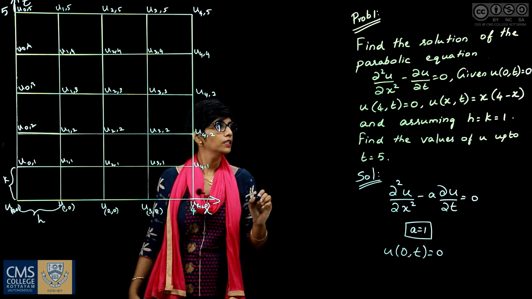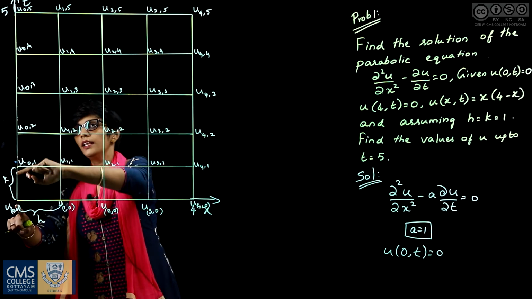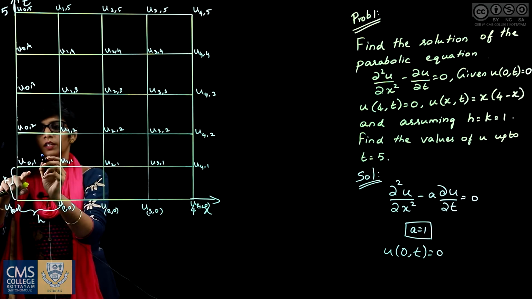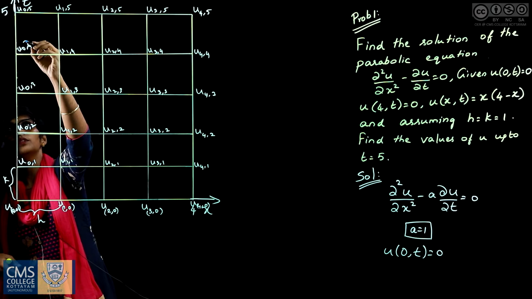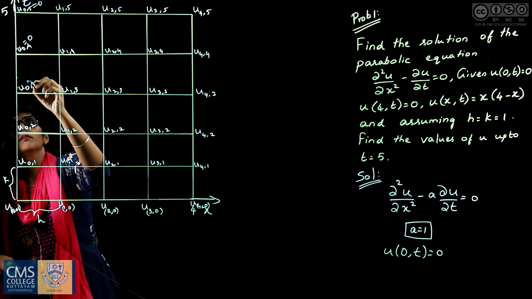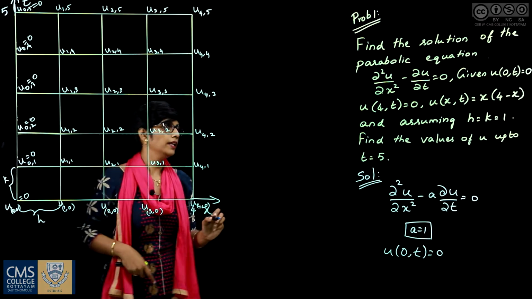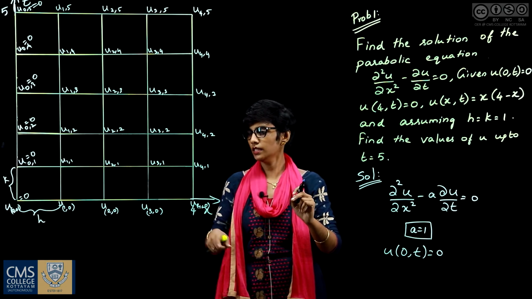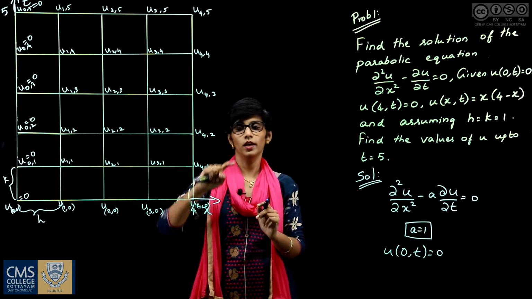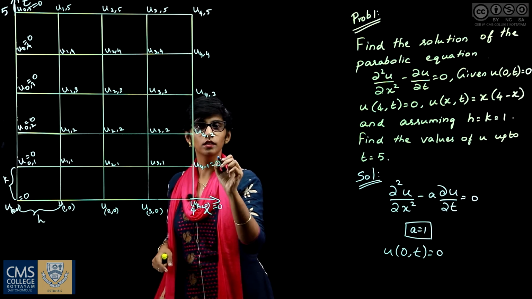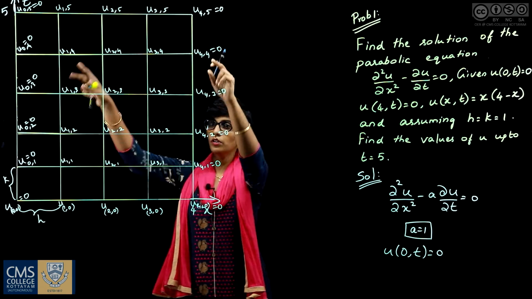Here the boundary value is given as u(0,t). So whatever the value of t, 1, 2, 3, 4, the value of u where x is zero will be zero. Next, u(4,t) is equal to zero, that is, for any value of t, 1, 2, 3, 4, 5, the value will be zero. So these values we got, and these are the boundary values.